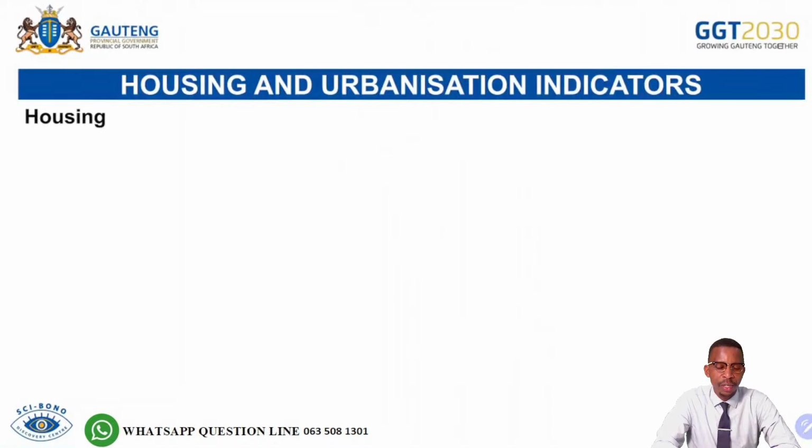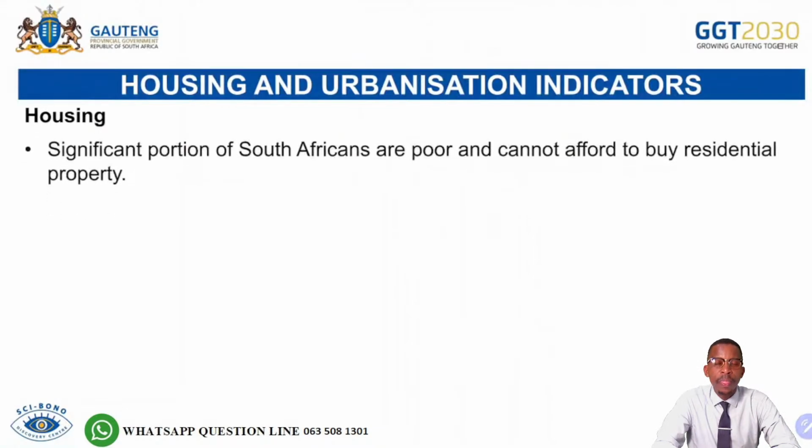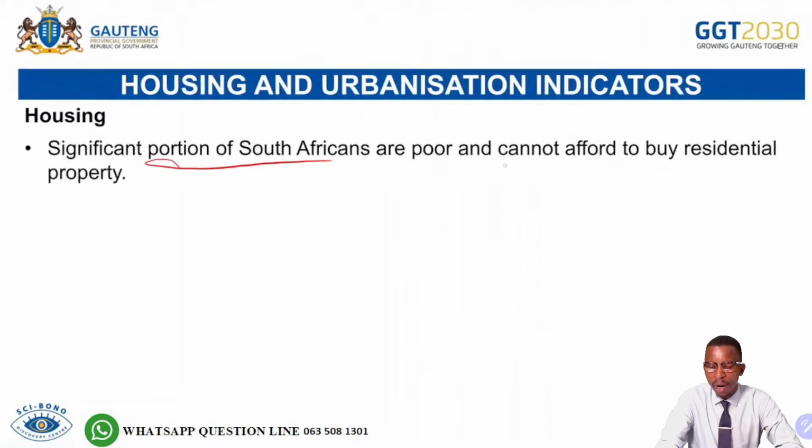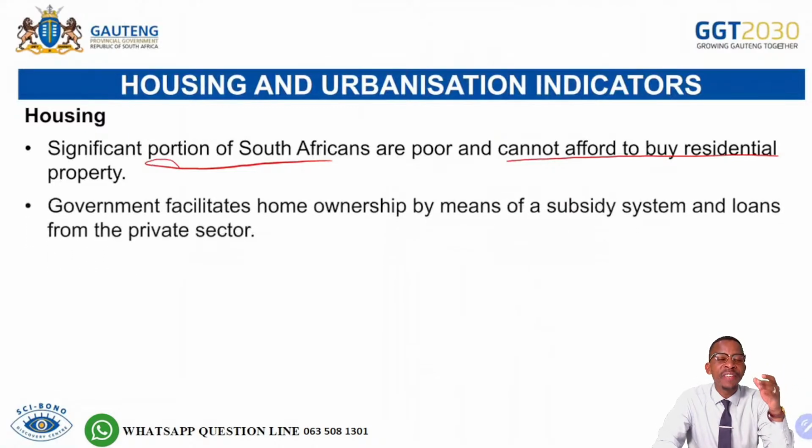Housing and urbanization. In this situation, we refer to housing. We have a percentage of people that have access to free housing by the government under the RDP program. A significant portion of South Africans are poor and cannot afford to buy proper residential houses. In that case, government must intervene to ensure that those people that are vulnerable, that are in need, that cannot even work, can access houses from the government, which can be free of charge, no payments.